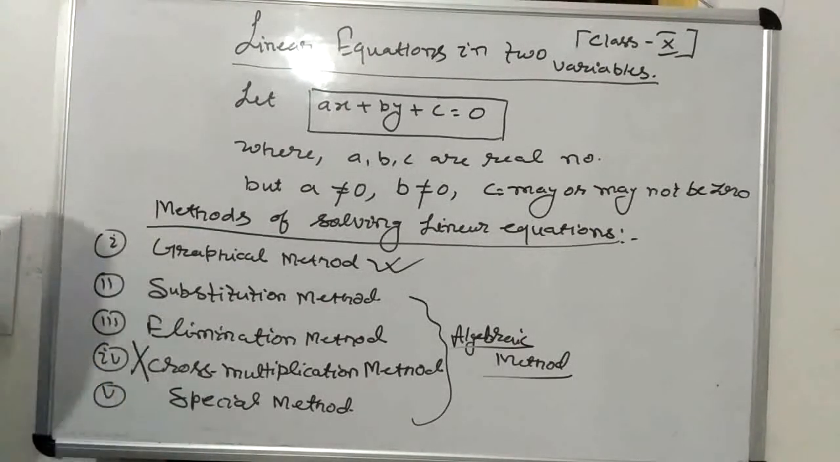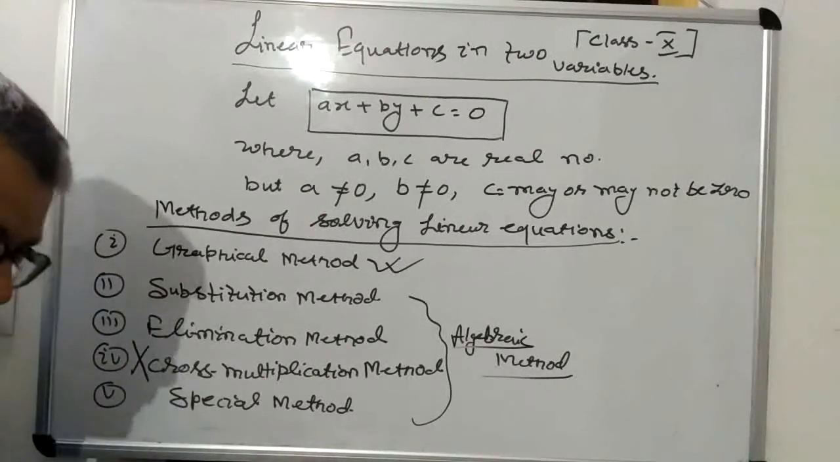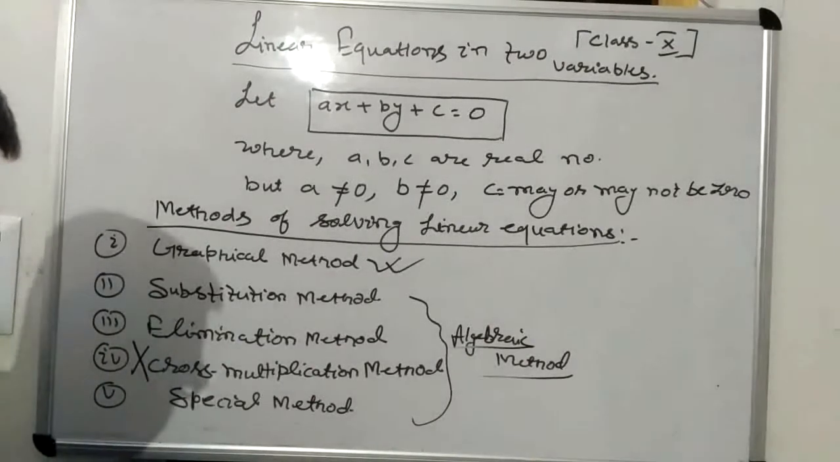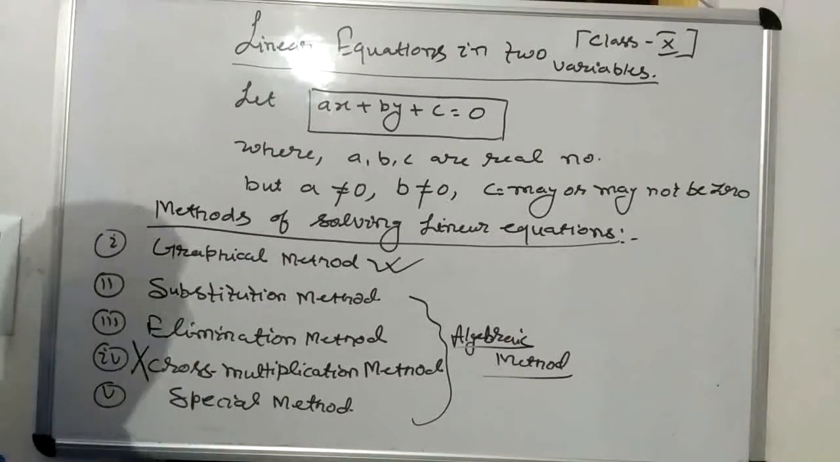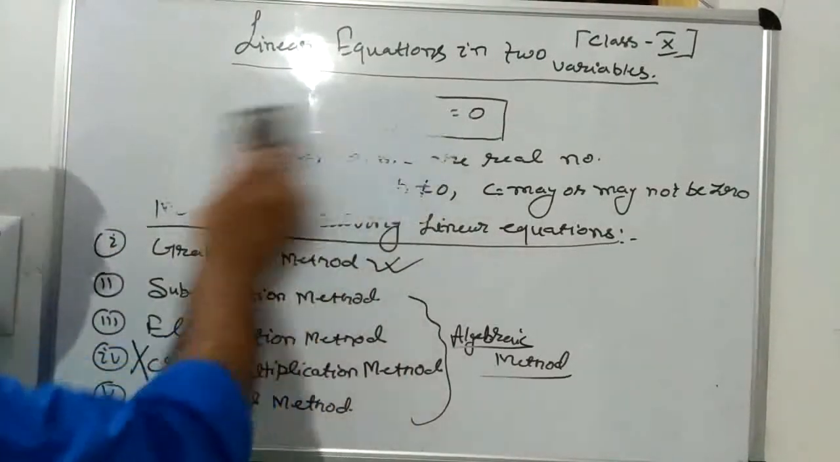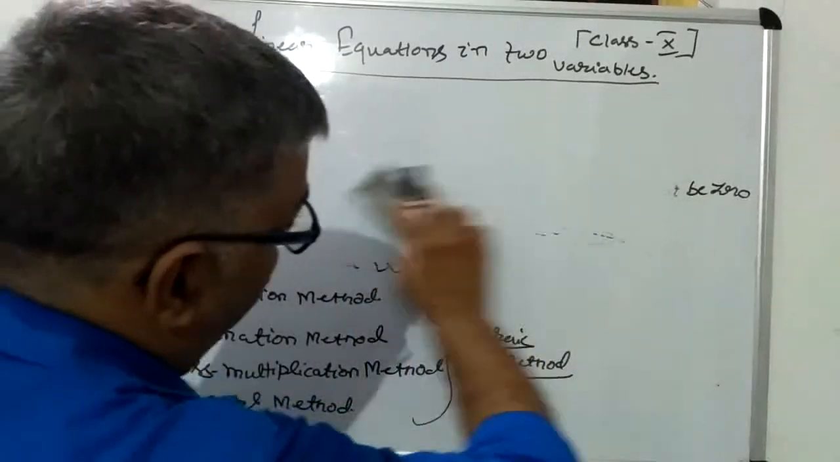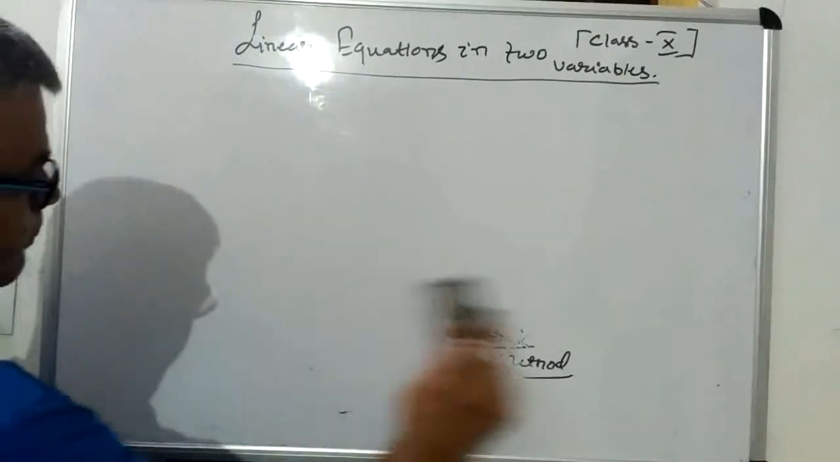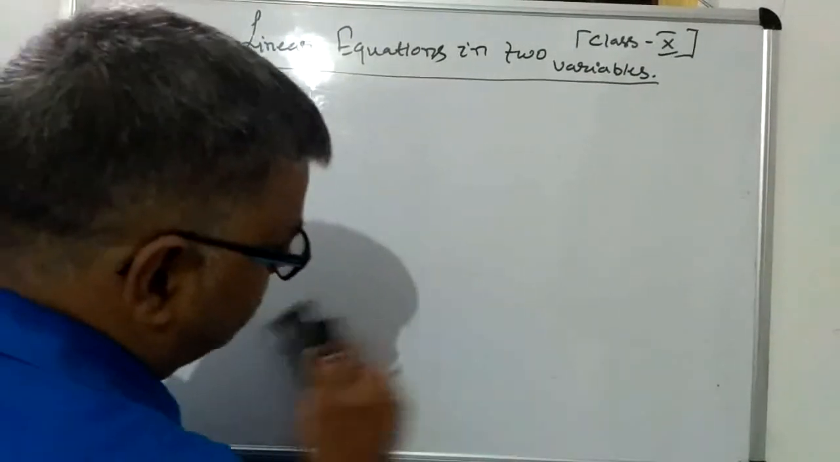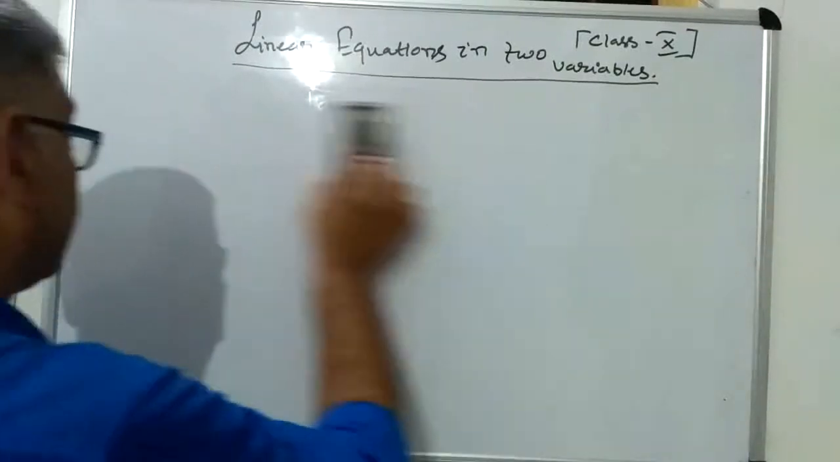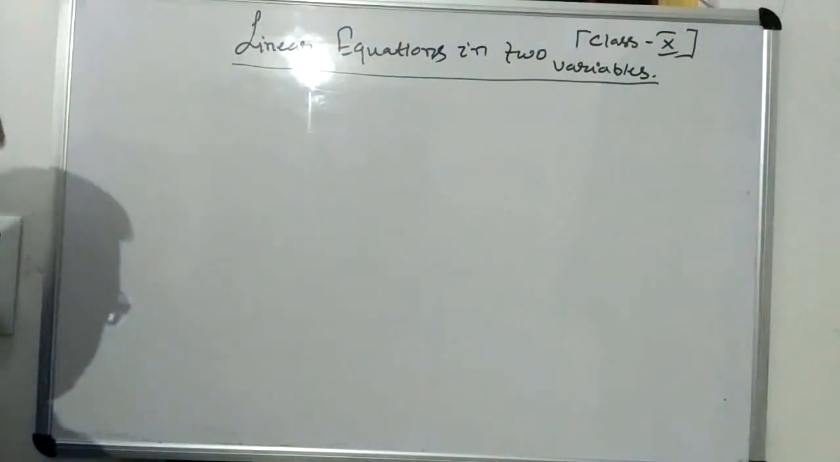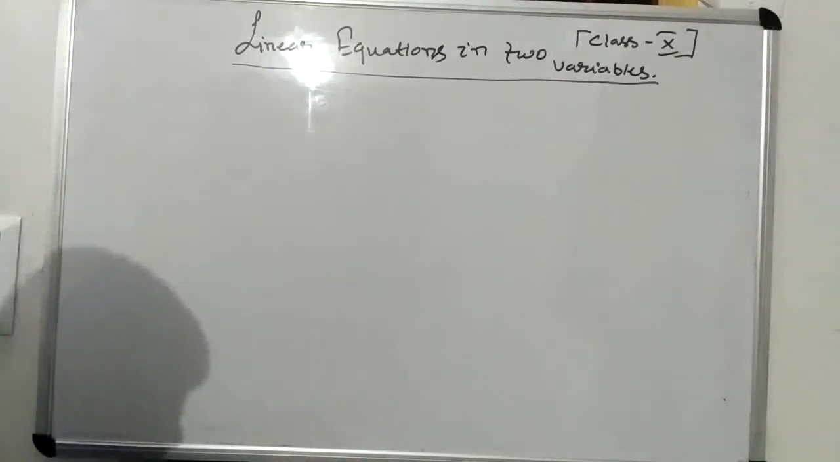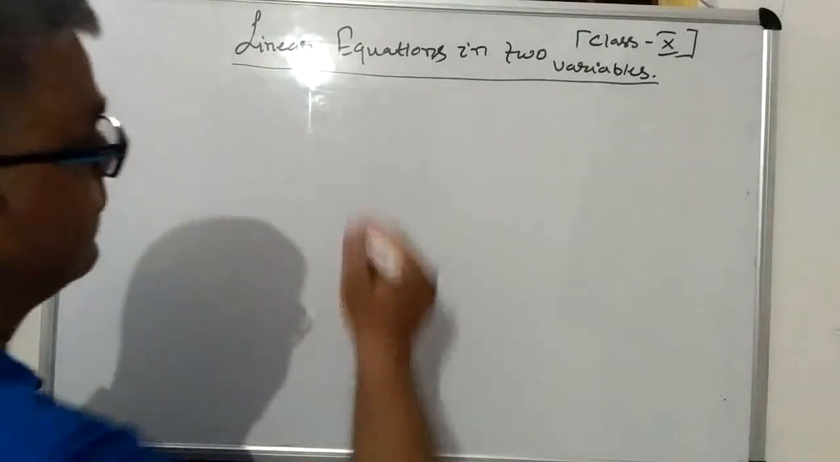So now let's start the exercise of the chapter linear equations in two variable. Our exercise is 3.1, in which a statement is given. Now you have to convert this statement into the form of linear equations of two variables. No need to solve it, just write the given statement in the form of linear equations of two variables.